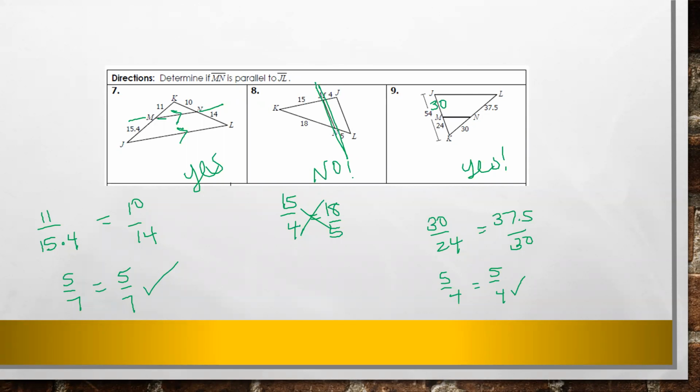When you subtract 54 minus 24, you see that the length of JM is 30. So when you set up your proportion, you'll have a 30 over 24 and a 37.5 over 30. It's possible that you had it flip-flopped. Maybe you put 24 over 30 and 30 over 37.5. That's okay too. As long as those fractions reduce to the same number, as long as those fractions are equal, then MN is parallel to JL.